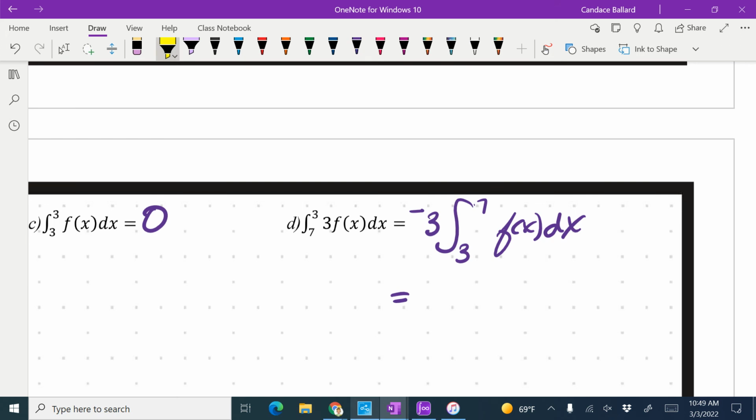All right, I am looking for the value of the integral from 3 to 7 of f of x dx. What is it? Go back to the stem and read it. So negative 8. And then multiply negative 3 times negative 8. Hopefully we get 24.